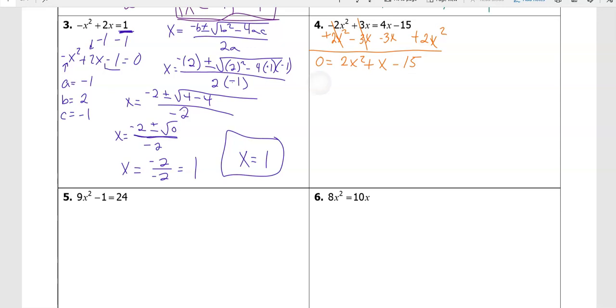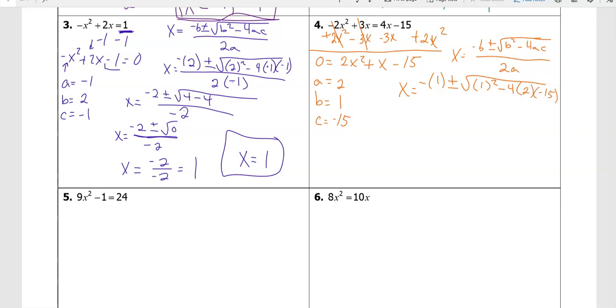So now we're going to get our a, b, and c. A is 2, B is 1, and C is negative 15. Okay, so the next thing we're going to do is write our formula like we always do. X equals the opposite of B plus or minus the square root of B squared minus 4AC. All of that is going to be over 2A. Okay, and then we're going to plug in our numbers into our variables. So X equals the opposite of b plus or minus the square root of b squared minus 4ac, all of that over 2a.